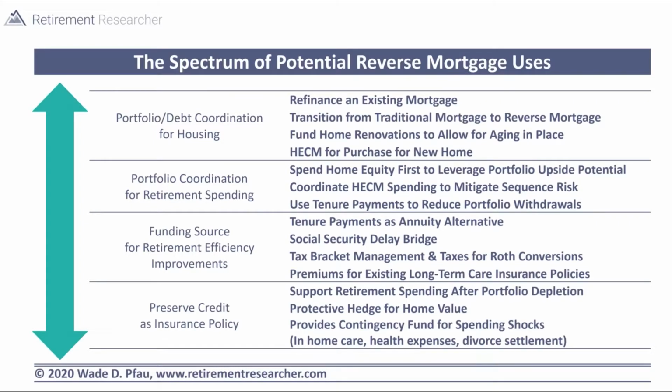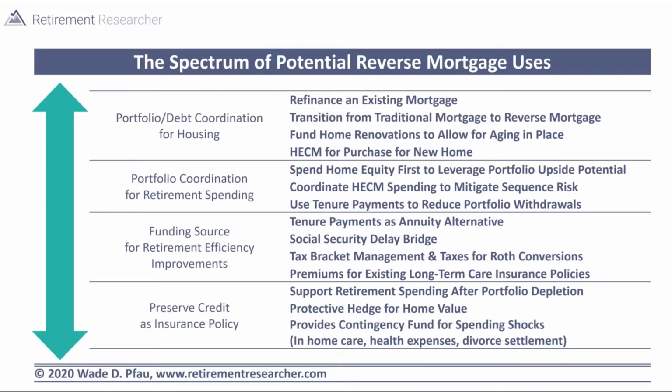And then the HECM for Purchase program is also a way to help finance the purchase of a new home through a reverse mortgage. So moving along the list, next is the portfolio coordination for retirement spending. And this is where most of the research is focused, as I mentioned, this idea of using the reverse mortgage as a buffer asset in some way to coordinate with distributions from the portfolio. And so there's different ways that can be done.